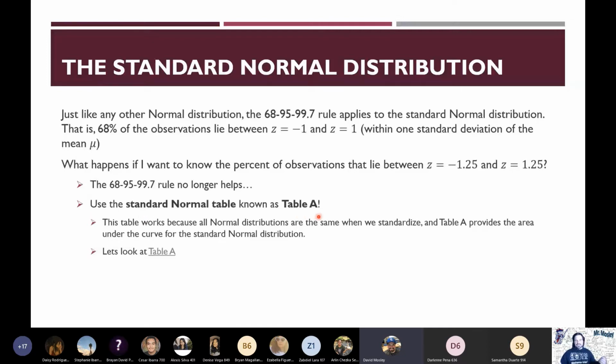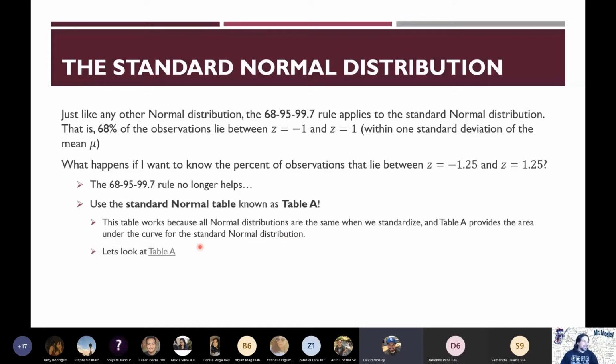You will have access to this table when you take the exam; it will be in the notes, the formulas and tables and things that are provided to you. You do not need to memorize this. That would be absurd. This table works because all normal distributions are the same when we standardize, and table A provides the area under the curve for this standard normal distribution.